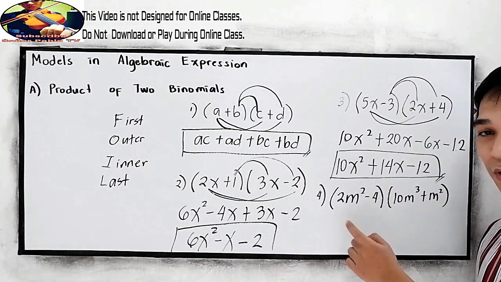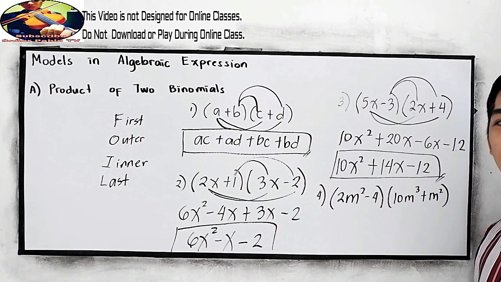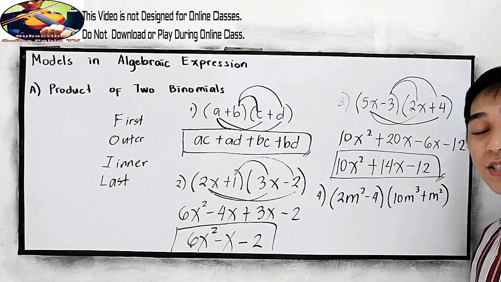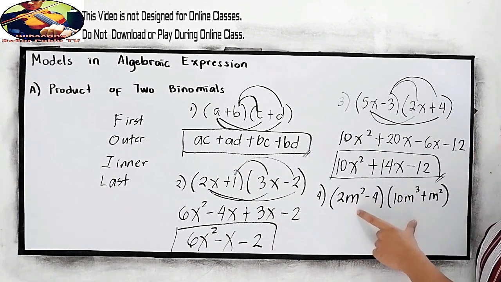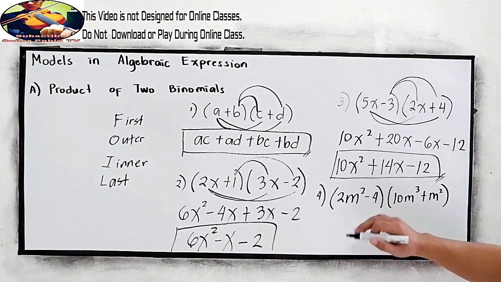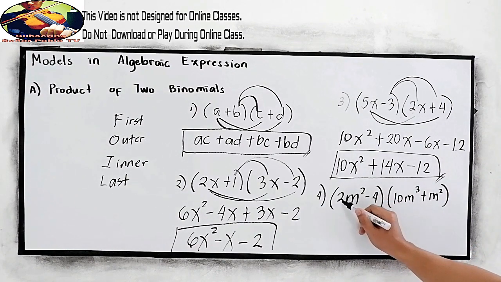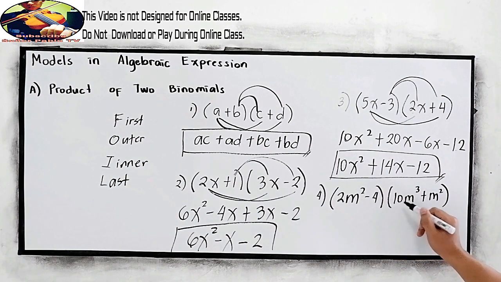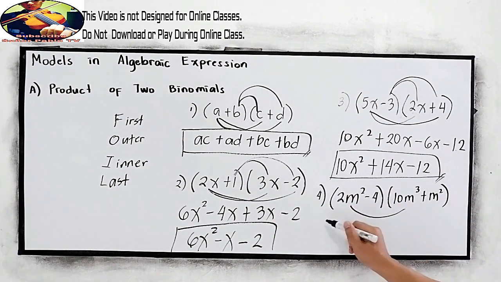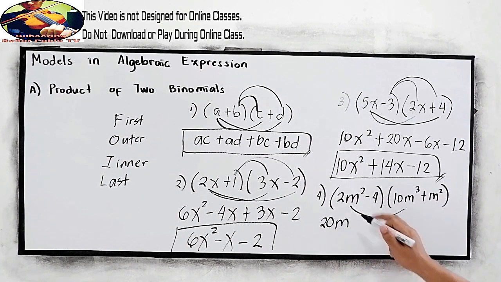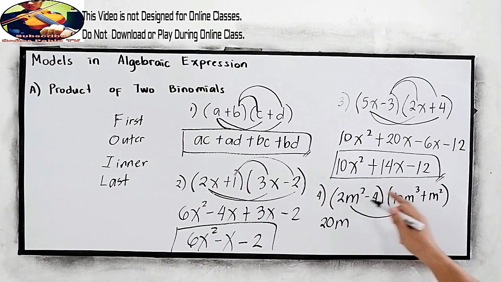If you want to try number 4, pause the video. Then after answering, resume watching to check your answers. Okay, let's check number 4. So the first terms are 2m squared and 10m cubed. So multiplying, we have 2 times 10, 20. Now we have m. They have the same base, so just add the exponent. 2 plus 3, that is 5.